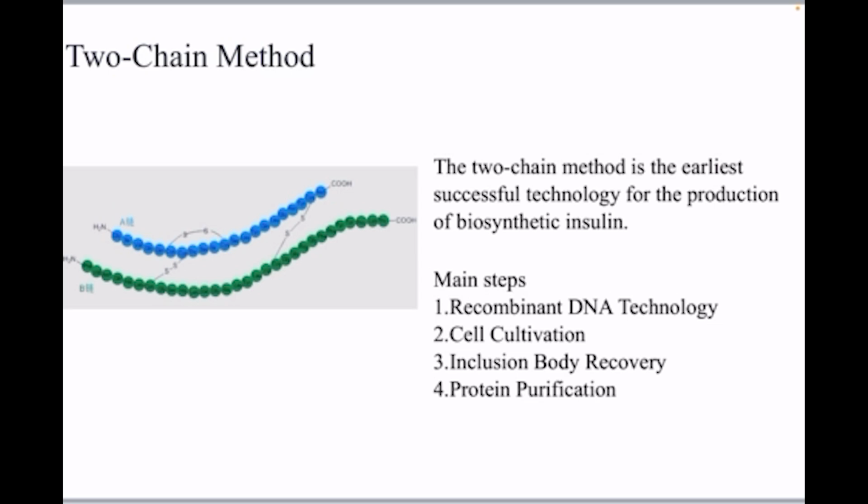The A and B chains are then chemically or enzymatically combined to form the biologically active insulin. The advantage of this method lies in its ability to efficiently produce insulin, but the overall cost is relatively high due to the multiple complex purification steps involved.